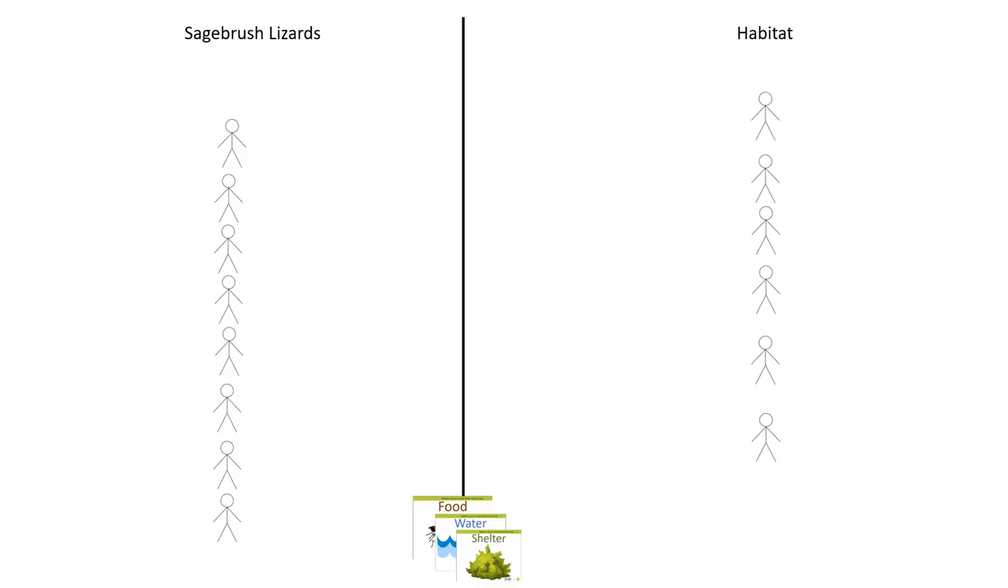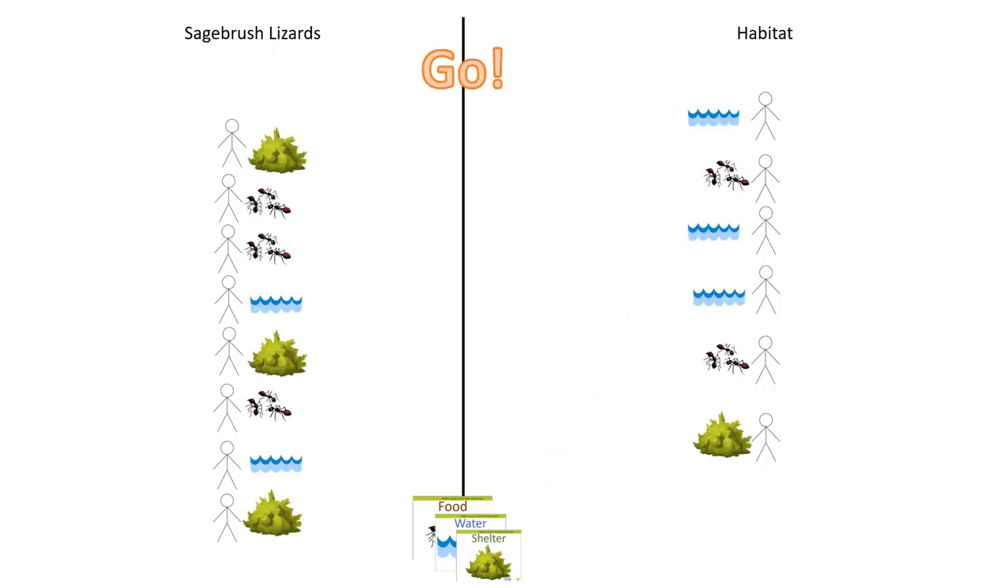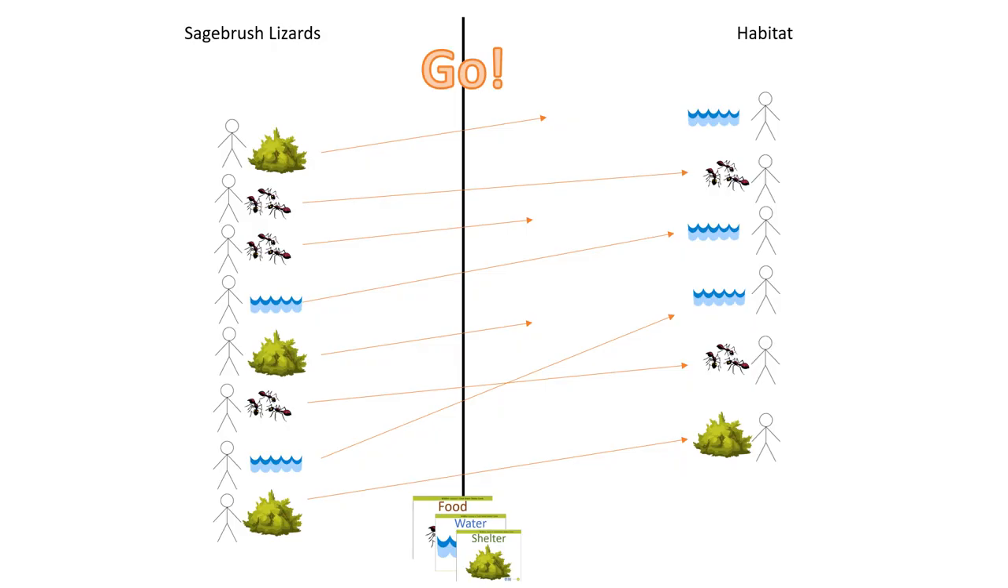To get ready for the next round, students should discard the card that they currently have, and they should line up facing the opposite side. And then you'll repeat the process again. So every student will randomly draw one card from the deck. When your teacher says go, you'll turn your card to face the opposite side, and then the lizards will run across the line to try to get the habitat that they need.